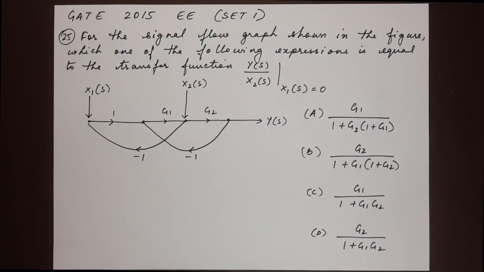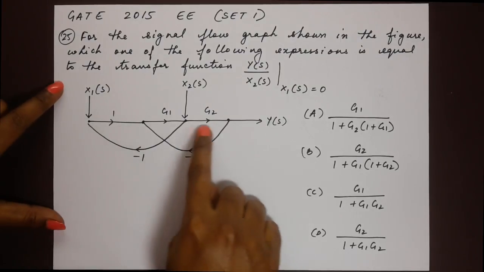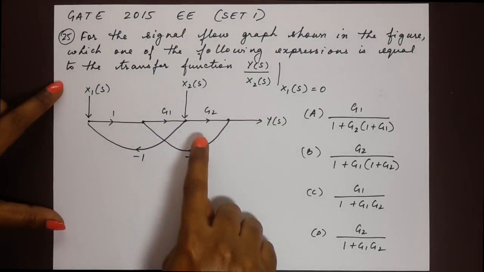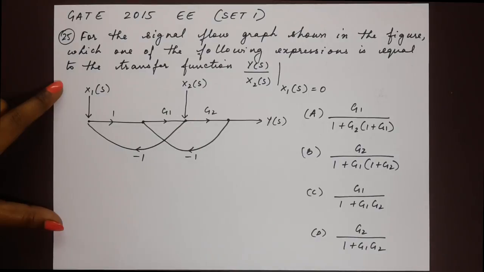Here's the next question, number 25. For the signal flow graph shown in the figure, which one of the following expressions is equal to the transfer function y of s by x2 of s at x1 of s is equal to 0? So we have been given our signal flow graph along with 4 options to choose from. If you observe the graph given to us, we see that there is one forward path alone and we have 2 loops and 2 inputs, x1 of s and x2 of s.